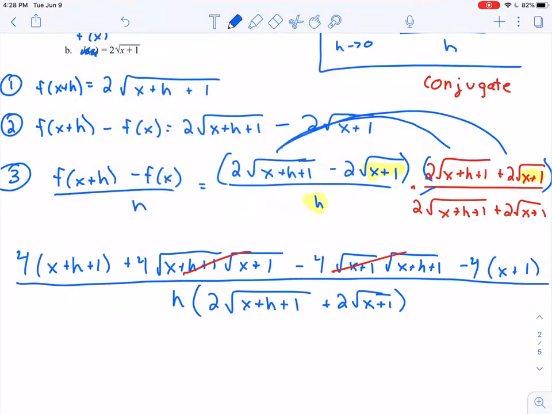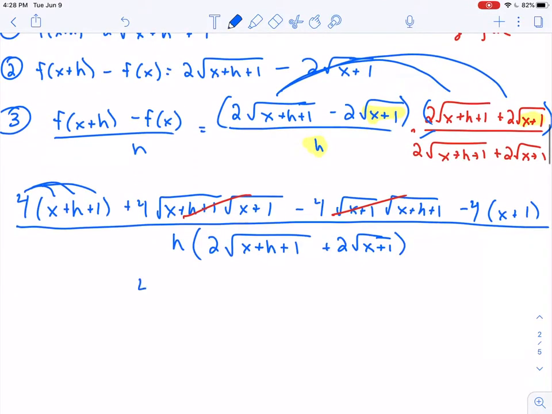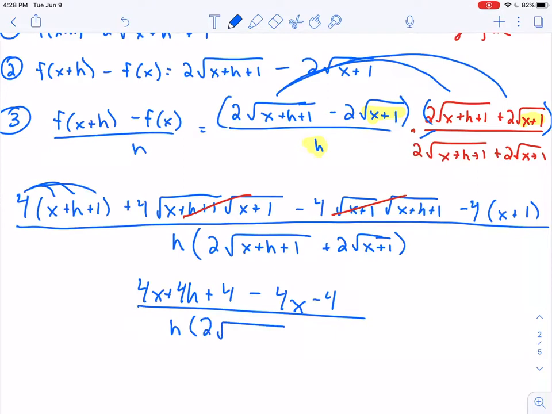Okay, let's keep going with our numerator. Let's distribute that 4. I've got in my numerator 4x plus 4h plus 4 minus over here. Be careful with this negative sign right here. I'm really distributing a negative 4 over there, so minus 4x minus 4. Denominator, again, don't do anything with it. Just leave it as it is. It'll actually be harder at the end of the problem if you simplify it, so just leave it as it is for now. 2 radical x plus h plus 1 plus 2 radical x plus 1.